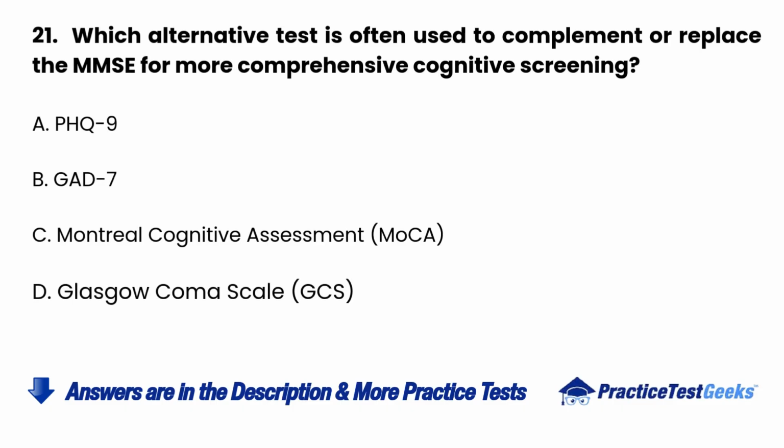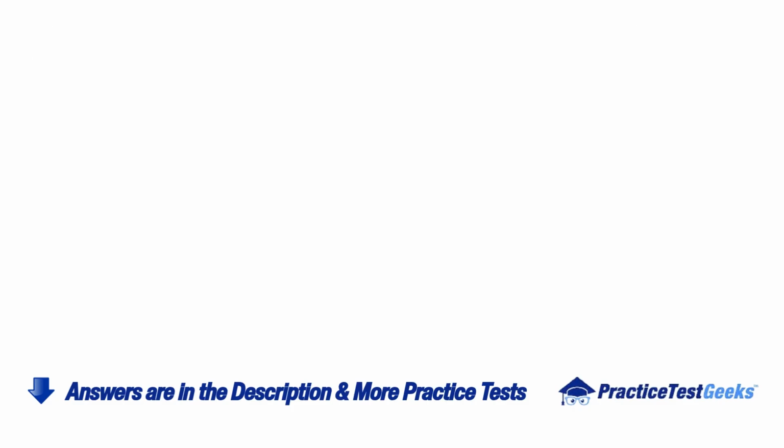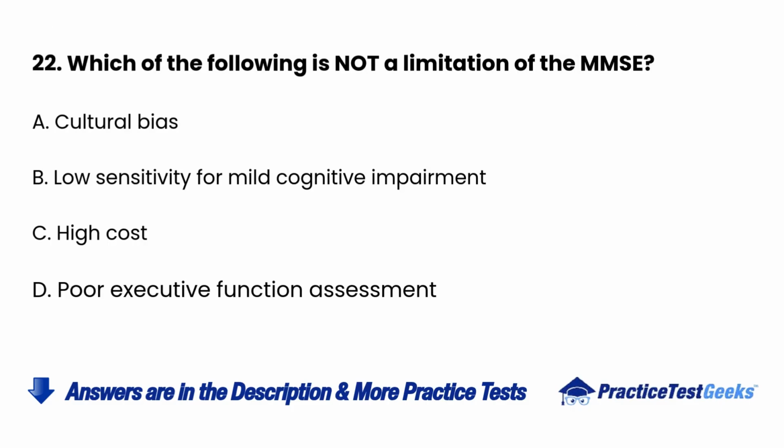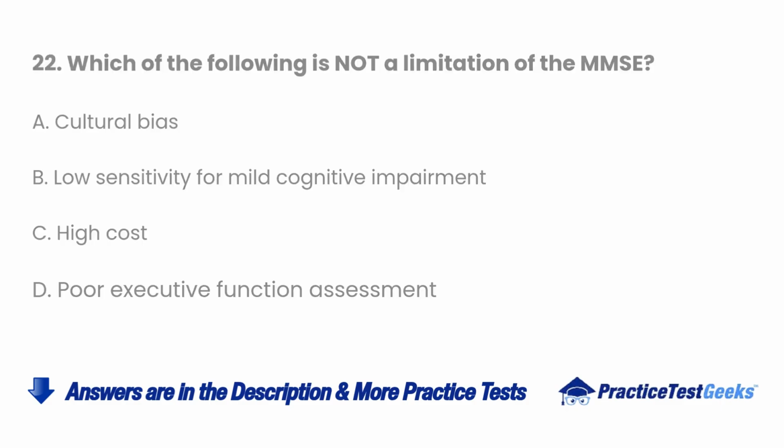21. Which alternative test is often used to complement or replace the MMSE for more comprehensive cognitive screening? A. PHQ-9. B. GAD-7. C. Montreal Cognitive Assessment, MoCA. D. Glasgow Coma Scale, GCS. 22. Which of the following is not a limitation of the MMSE? A. Cultural bias. B. Low sensitivity for mild cognitive impairment. C. High cost. D. Poor executive function assessment.